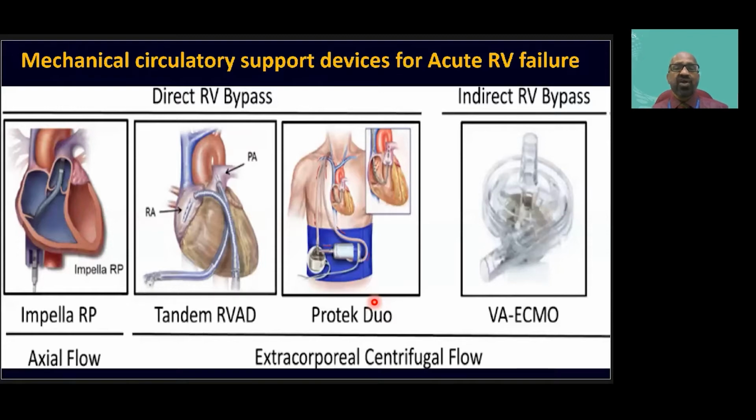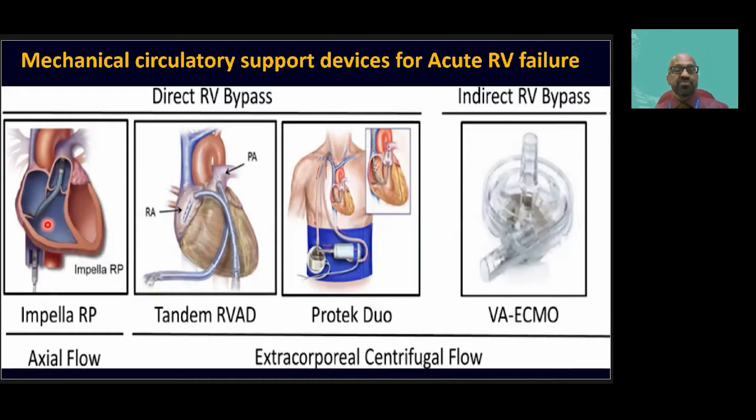In acute RV failure, for directly bypassing the right ventricle, we have the Impella for the right ventricle, which is called Impella RP, which is introduced from the femoral vein through the right ventricle into the pulmonary artery. This device, using the axial principle, when activated, sucks blood from the right ventricle and puts it into the pulmonary artery, thus causing reduction in the right ventricular pressure and improving the cardiac output.